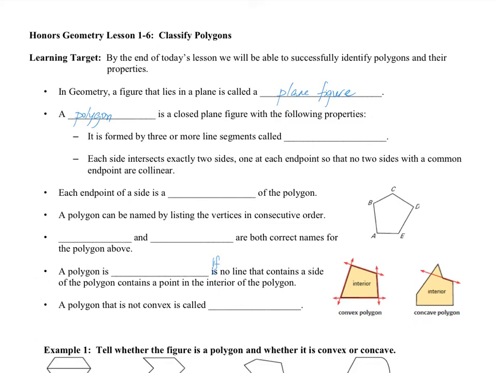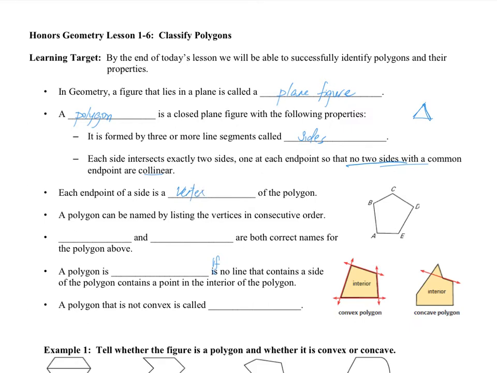Number one, it is formed by 3 or more line segments called sides. Each side intersects exactly 2 sides, one at each endpoint, so that no 2 sides with a common endpoint are collinear. So this means that if you have a triangle, no 2 sides with a common endpoint are collinear.